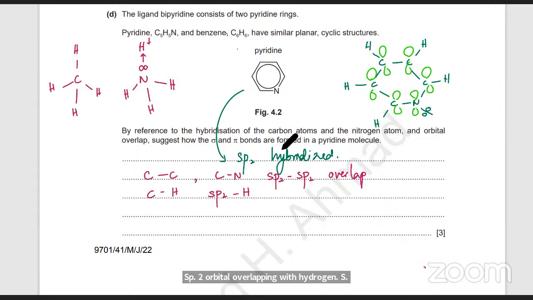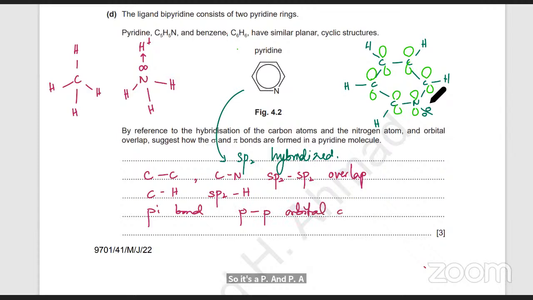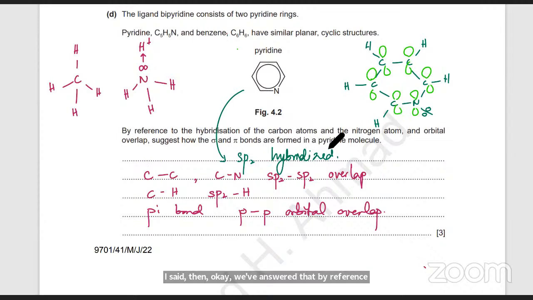Suggest how sigma and pi bonds are formed. So how are pi bonds formed? Pi bonds are formed when p orbitals overlap. So it's a p and p orbital overlap. Okay, we've answered that by reference to the hybridization and the orbital overlap. We just told them how sigma and pi bonds are getting formed. You part clear?